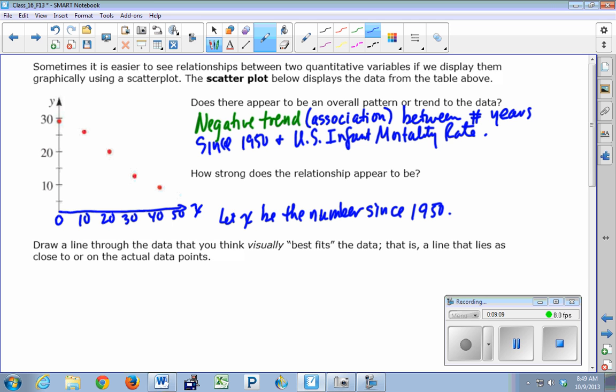And here you can notice that as your value of x is getting bigger and bigger and bigger, what's happening to your y values? They're decreasing. So as one variable is increasing, the other one is decreasing. They're working in opposite directions, okay?